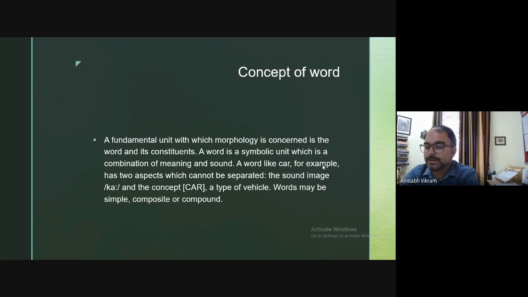A word is a symbolic unit. Symbolic unit means that a tree is a tree because of the convention, because of the agreement between the members of the society. There is nothing in the sound tree that resembles the image of a tree. There is no direct relationship between signifier and signified. The way we write a word, the way we pronounce a word, and the image or the concept of that particular word. So a word is a symbolic unit.